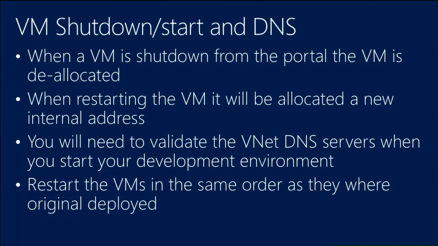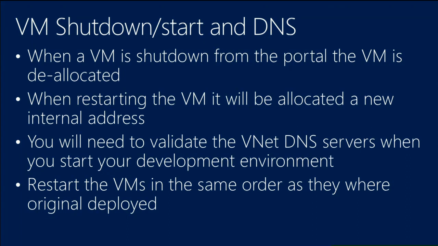You know, this worry about doing a non-authoritative or an authoritative restore of sysvol. You could say, do you know what, we'll always have one DC running and leave it running all the time. And that would get around that problem. So what you'll need to do is validate the VNet DNS servers when you start your deployment environment. So if you go from shutdown to start, you need to validate it.